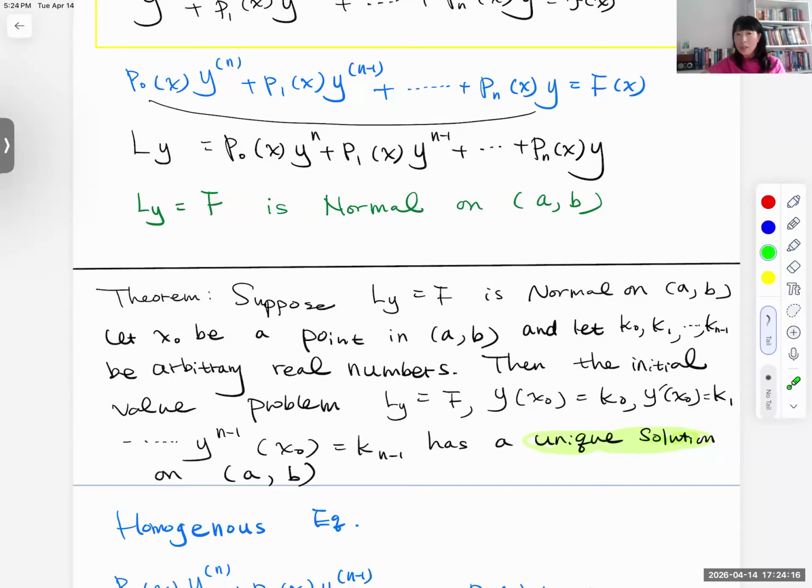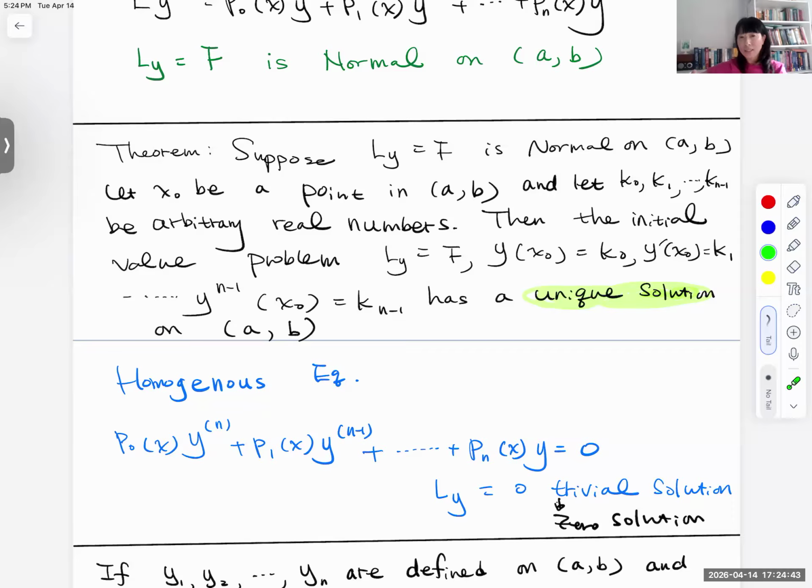Now we have the homogeneous equation. We had this one before: the other side equals 0. Then, when the left-hand side equals 0, we have a trivial solution. We had a trivial solution before, right? What is that? That's the zero solution, so we can use y of x equal to 0.